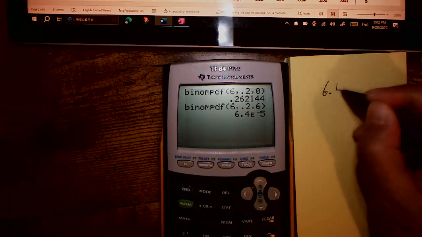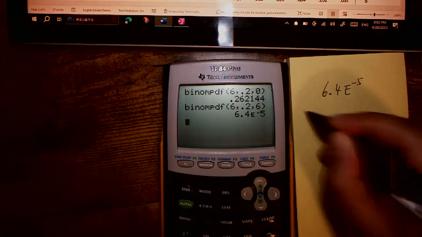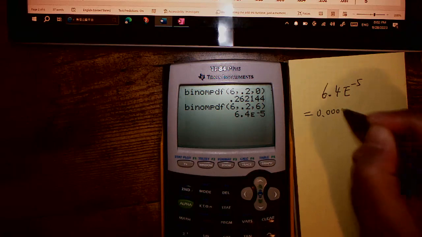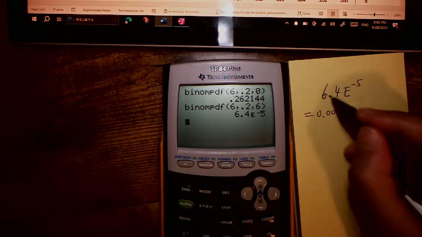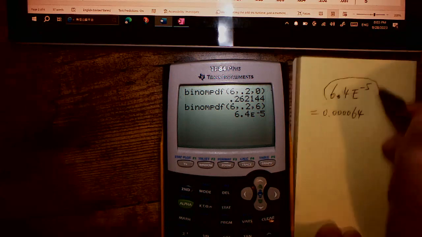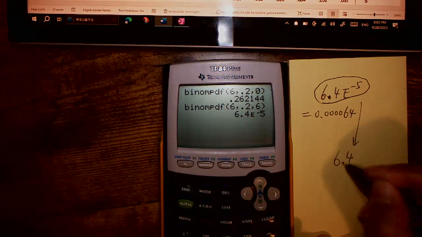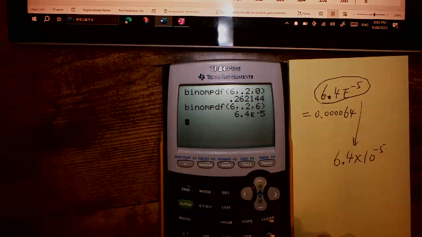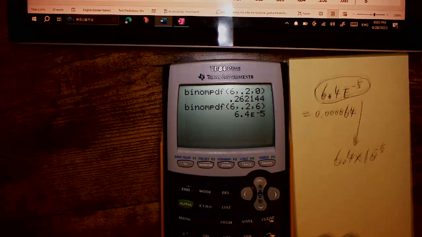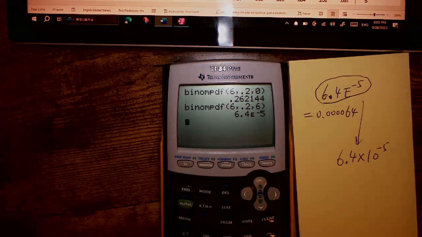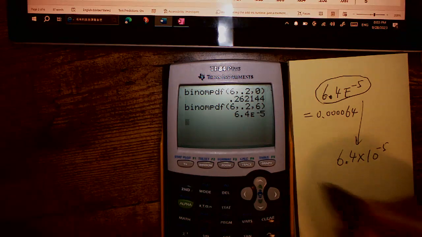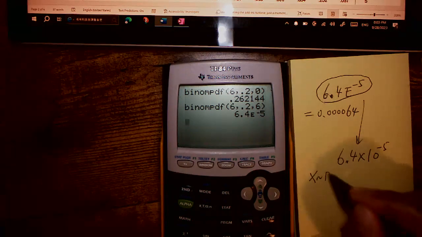So 6.4 e to the power 95 means 0.000064. This basically means 6.4 times 10 to the power 95, kind of like scientific notation. Yes, scientific notation. That's the way the calculator handles it. So you have to move the decimal point to the left 5 times.